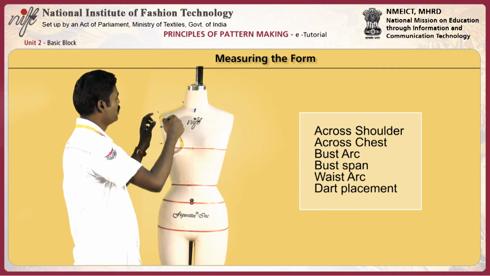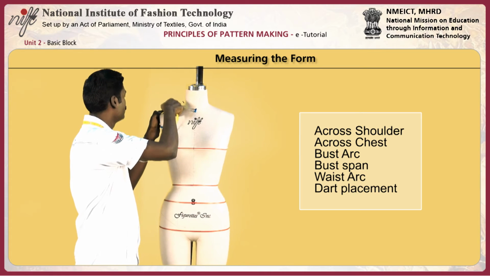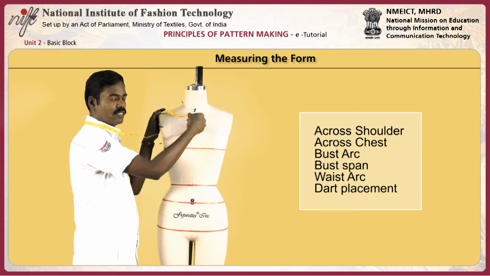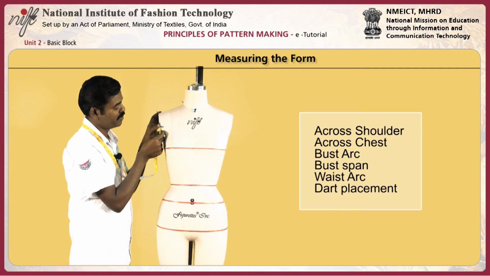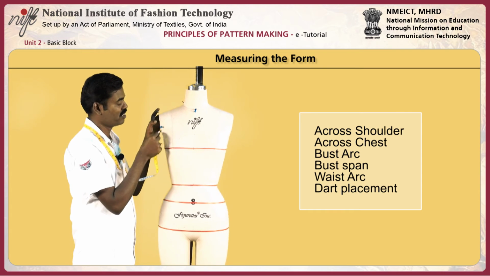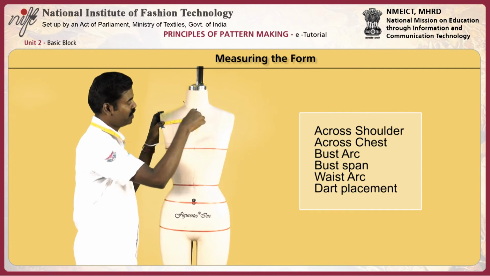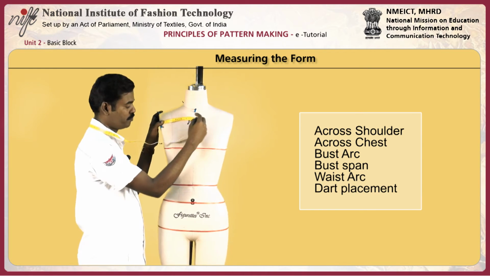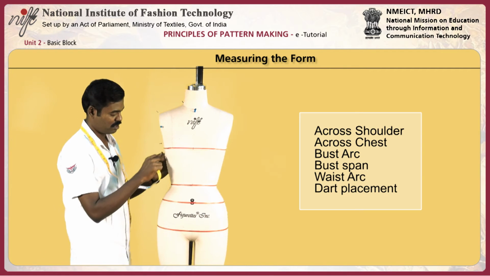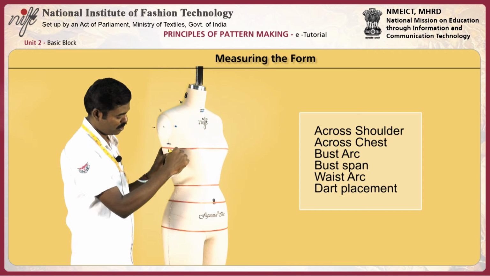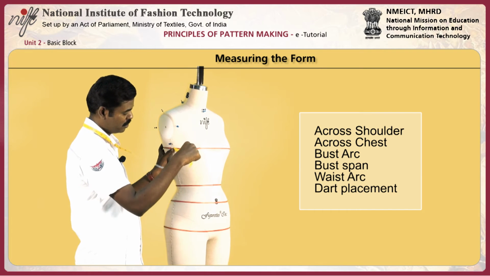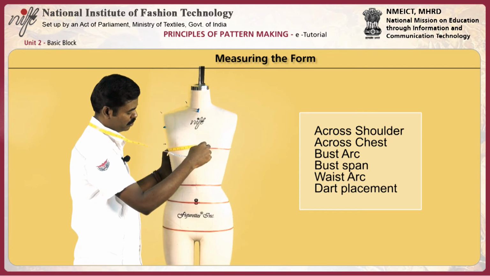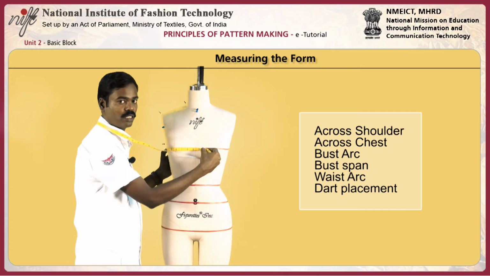Across shoulder, measure from shoulder tip to center front neck. Then across chest, measure 1 inch above the mid-abdominal front, then measure to center front parallel to the floor. Bust arc, measure from side seam to center front parallel to the floor.